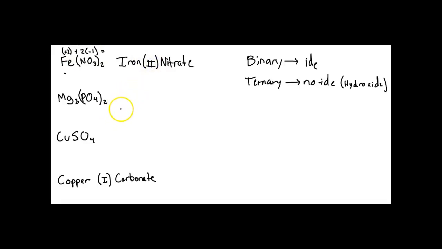Alright, for our next one, we start out looking at our metal. We have magnesium. And we have PO4 here. Again, that 2 there is just telling us that we have 2 PO4s. And the name of that PO4 is phosphate. So for that one, we have magnesium phosphate.